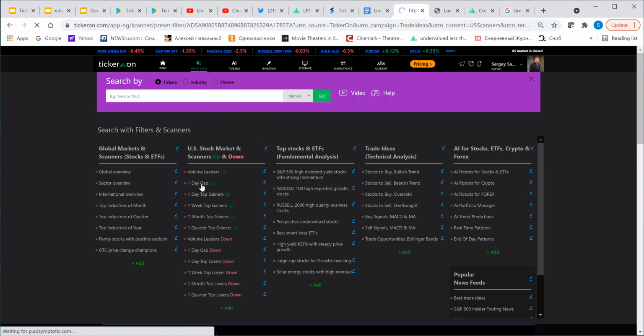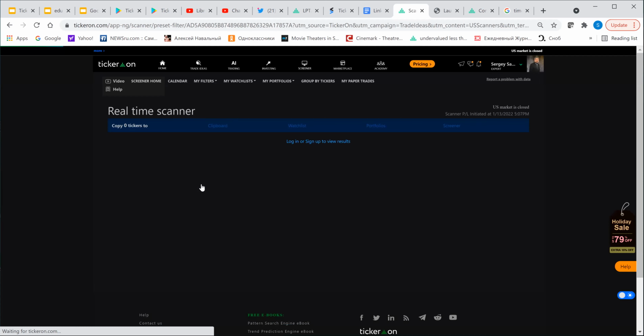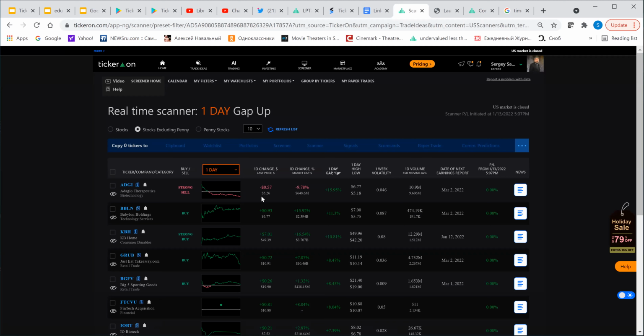So if you click here, you're going to be able to see all stocks which gapped up, right? Which means, you see, this is a gap up. Quite a lot of people trade gap up or gap down. So this is a scanner. When you click at any moment while there's trading, you're going to see this is a gap up. And quite often, these gaps can be closed.